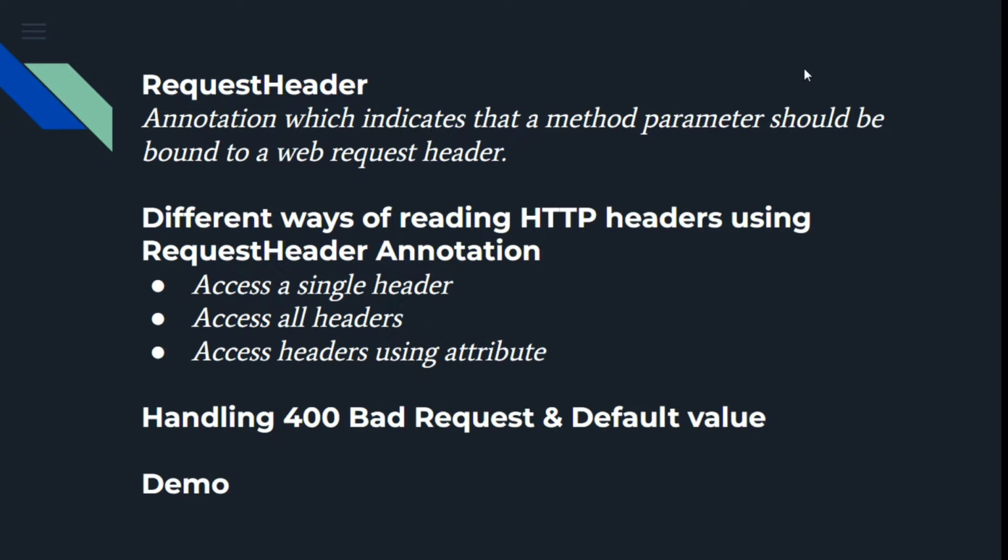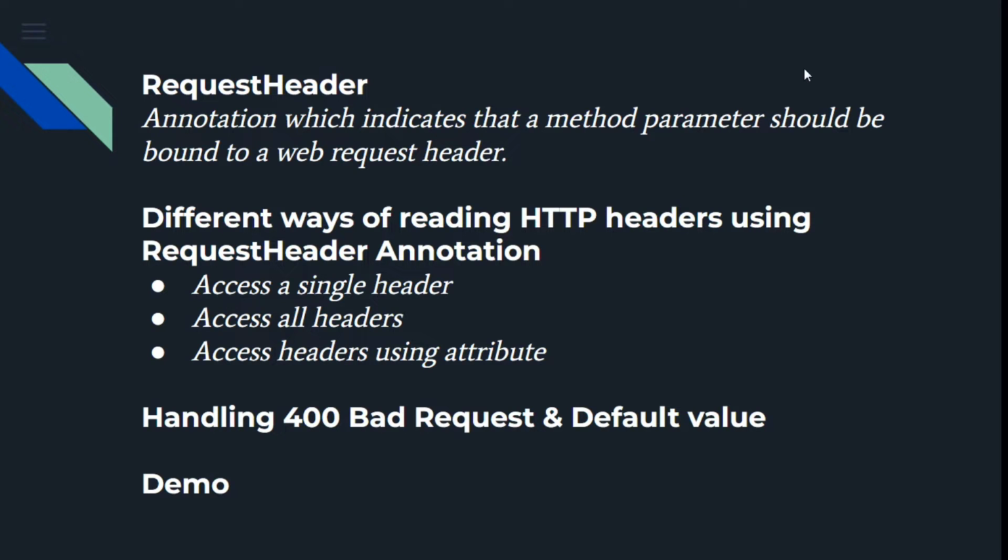We can access a single header by its name. We can access all the headers if you don't know the header field names, or want to get multiple headers at once and want to use them as a part of the method signature. The third way is that you can access a header using an attribute. Okay, so let's get started. I will showcase all the scenarios in this video.